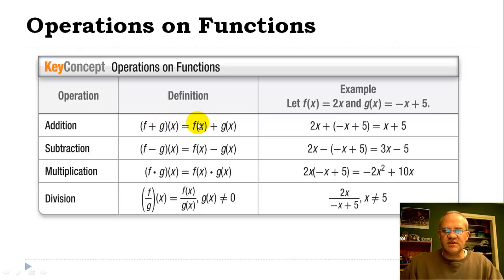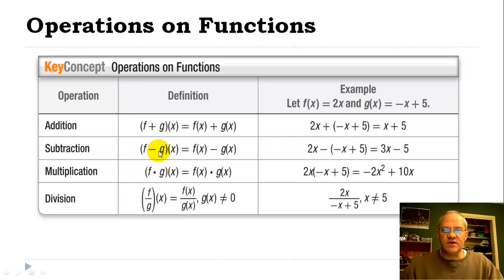Really what that means is you take the f of x function and add it to the g of x function. So you just add those two functions together. You can see here if f of x is 2x and g of x is negative x plus 5, you just add those two together. Combine the like terms. We've done that before. So really this is nothing new. The notation's a little new, but not really anything that different from what we've done before.